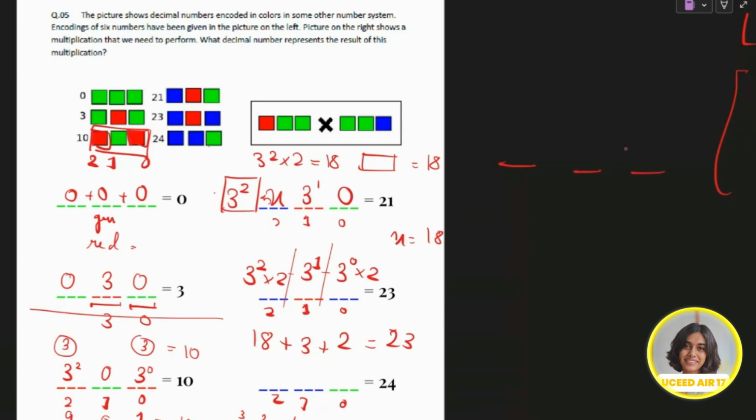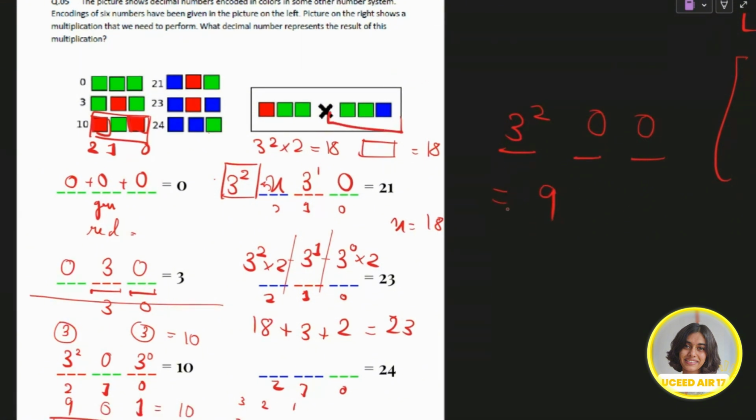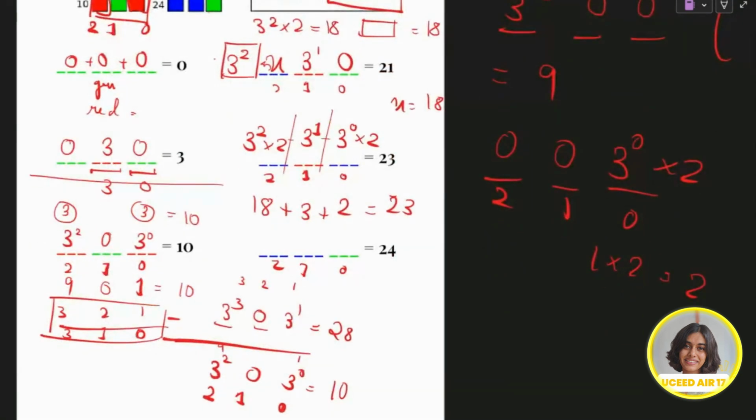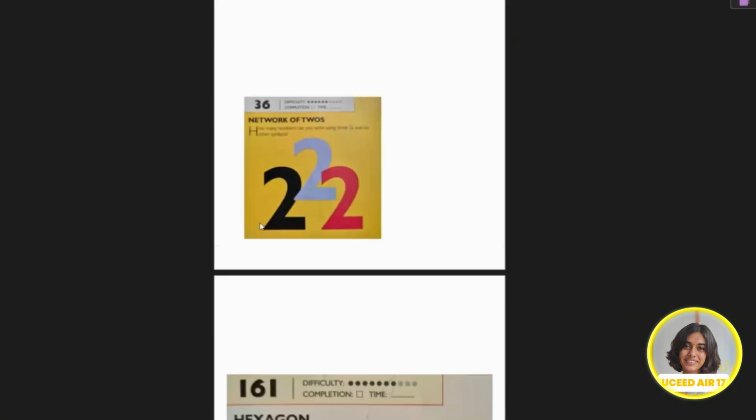Red, green, green. Green, I can blindly put 0. Red, we had to put 3 raised to its power, which is 2, which gives 9. And the second one was green, green, blue. Green, I am putting 0 very blindly. In blue, we had to put 3 raised to its position into 2, which is basically 1 into 2, 2. And I have to multiply these both, which is 9 into 2, which is basically 18. The answer is 18. So let's move on to MSQs.